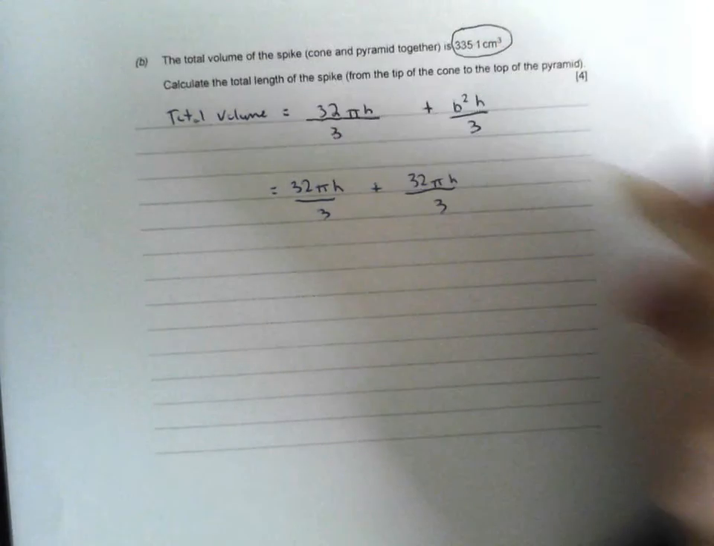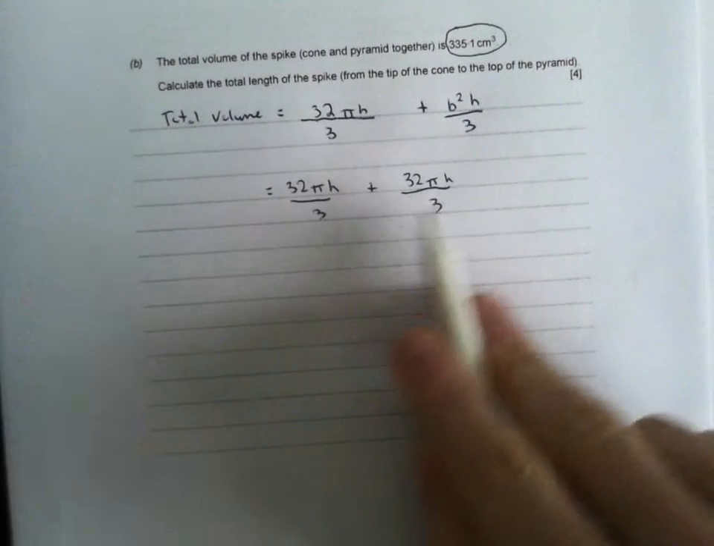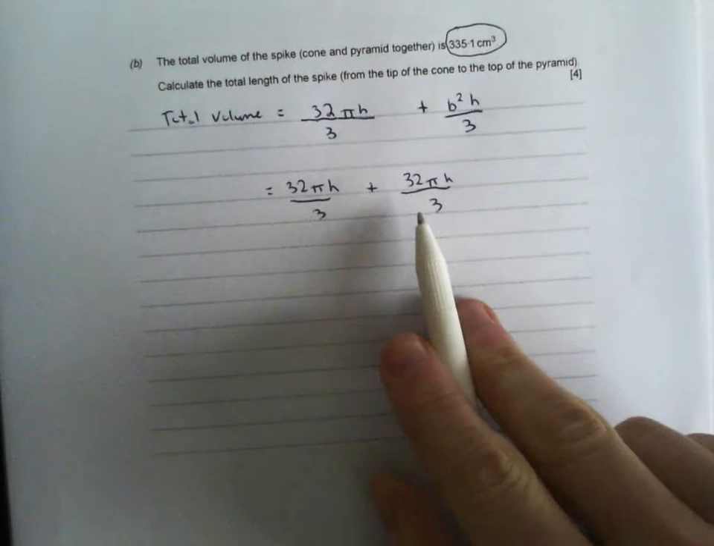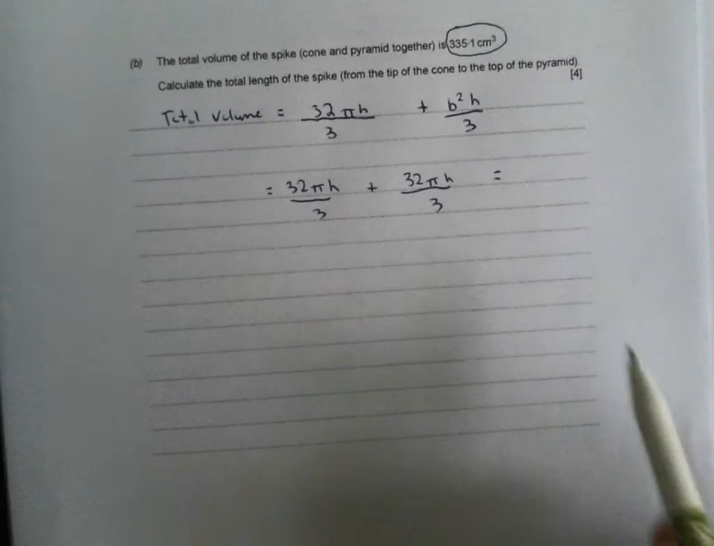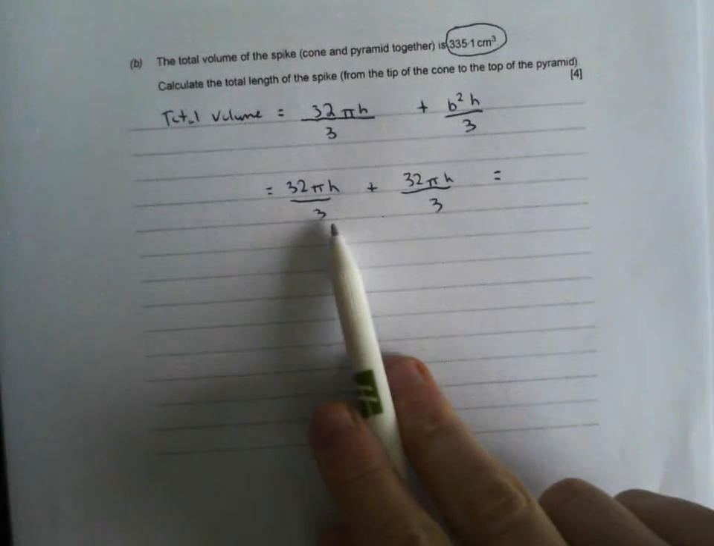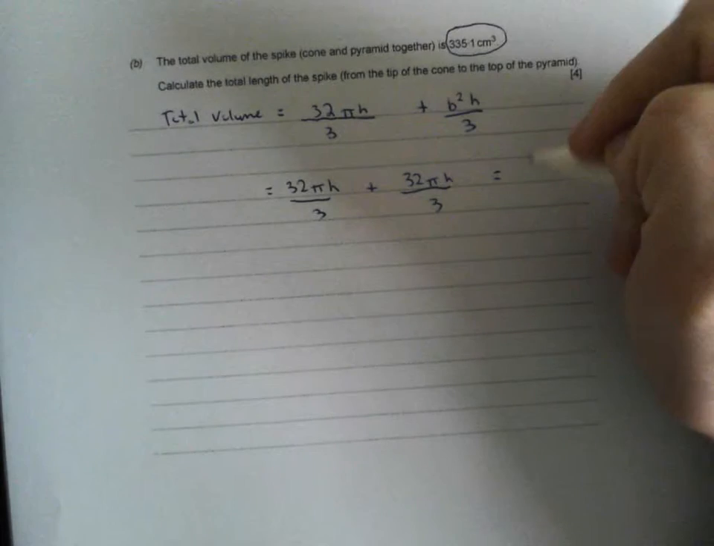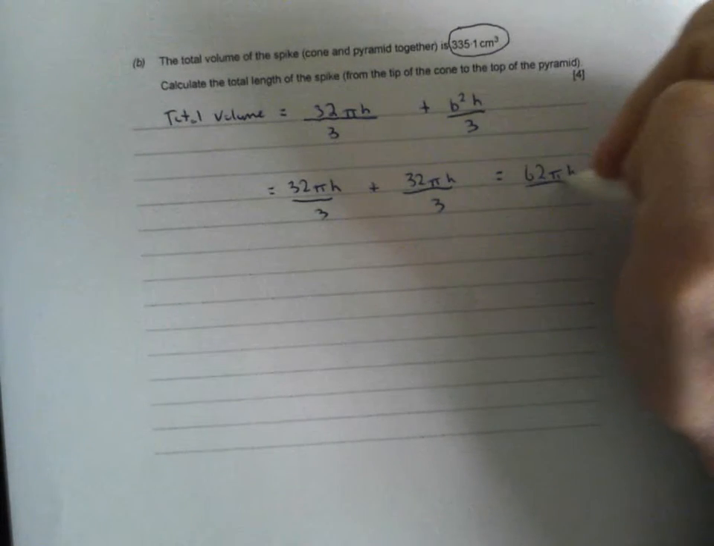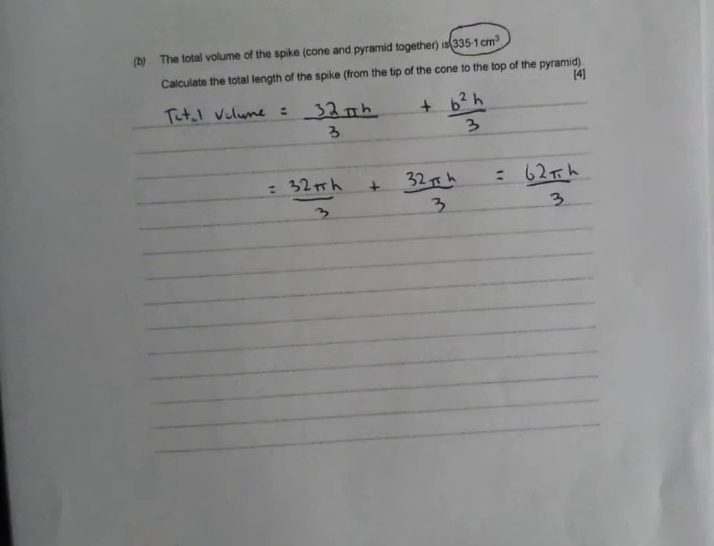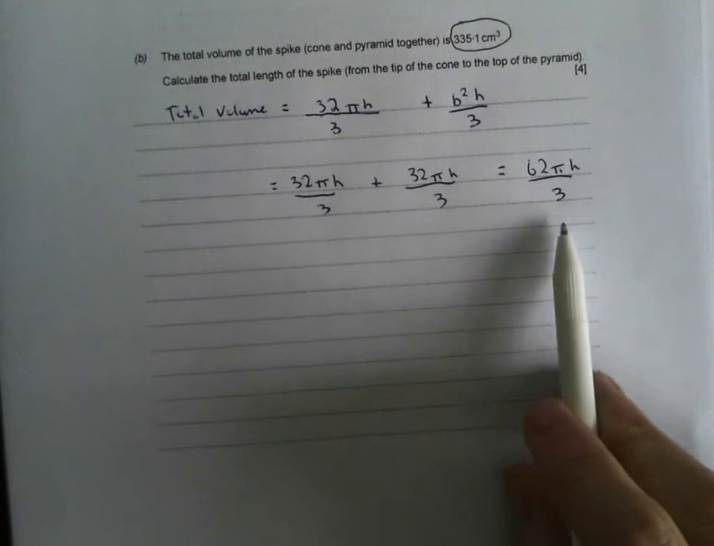Now, wait a minute. If you're thinking, well, those two look the same, well, of course they're the same. It's told us before that they're the same volume. So that's good news. So I've got 32 pi h over 3 plus 32 pi h over 3. I reckon that's just going to be 64 pi h over 3. So that's going to be my total volume.